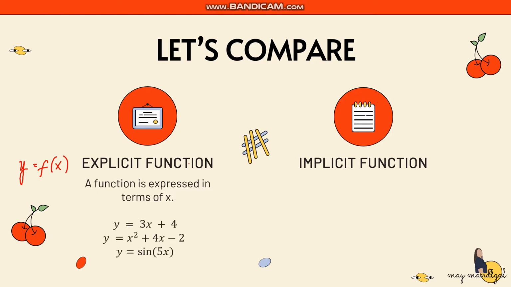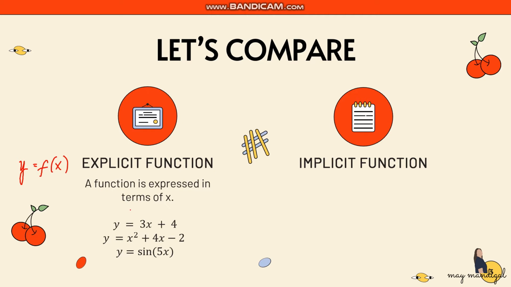y equals 3x plus 4, y equals x squared plus 4x minus 2, y equals sine of 5x. Or in simpler terms, when we say explicit function, the terms with variable x are isolated on one side of the equation, and then we only have y on the other side. So that is an explicit function.